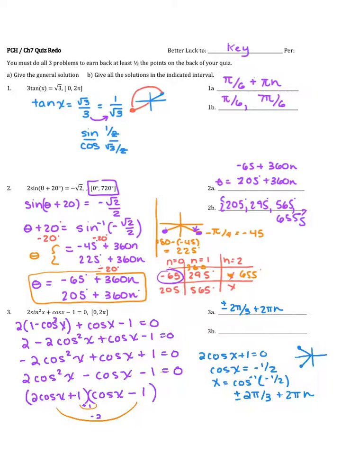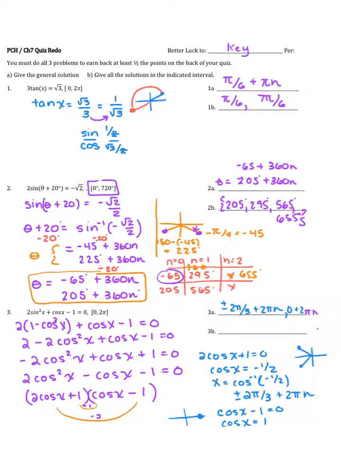And then our second factor is going to be cosine of x minus 1 equals 0. So cosine x equals 1. That's going to be one of your quadrantal angles, which is right here. So in that case, you can just say 0 plus 2 pi n. Whoops, getting close to the edge there. So change my color, that's fine.